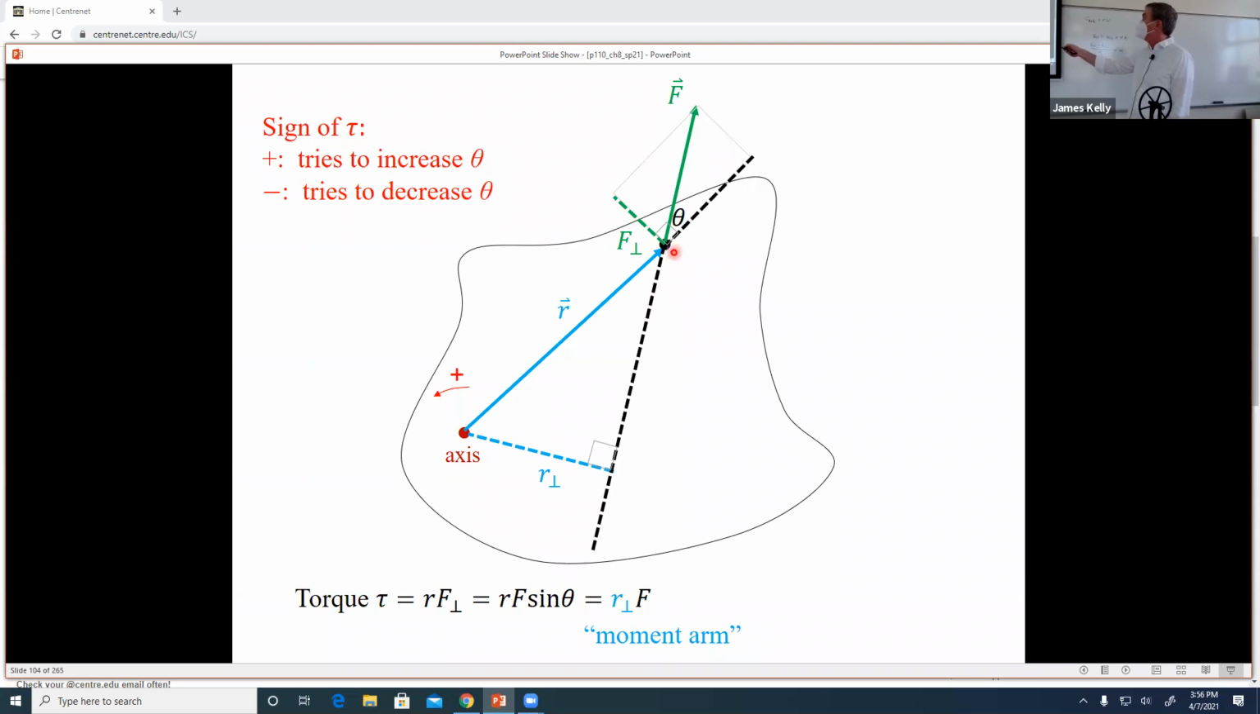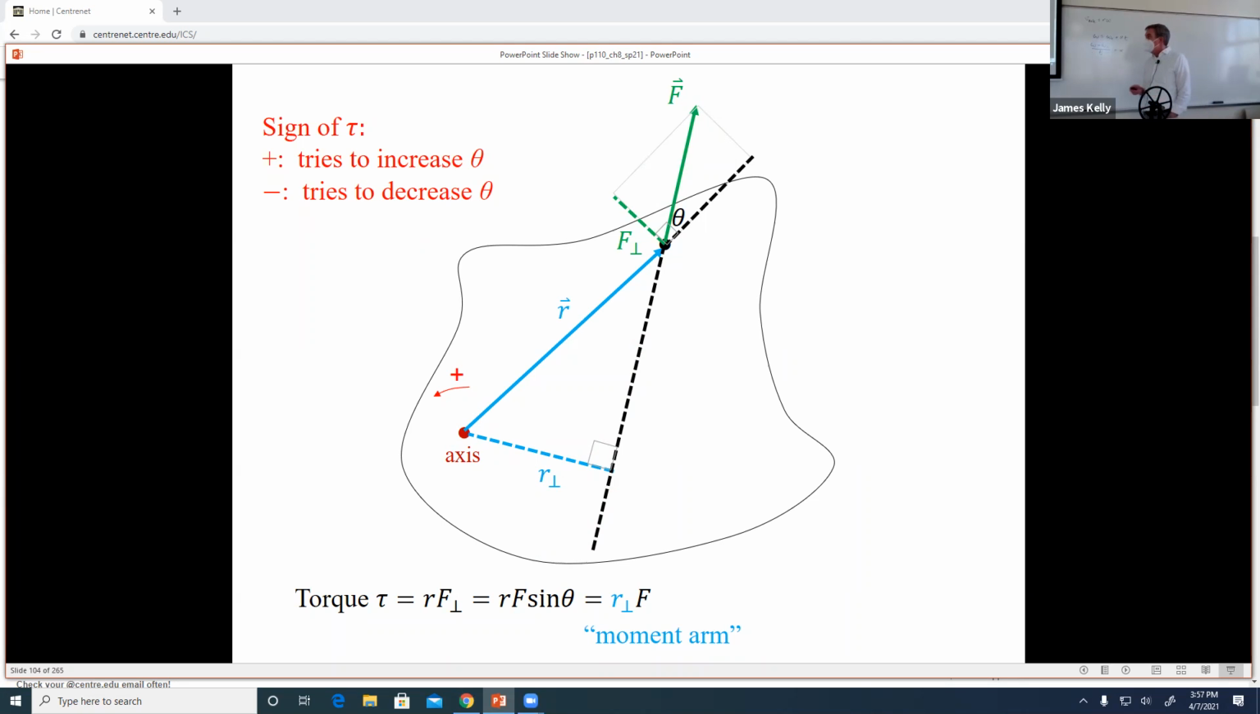You look at where your force is being applied, you go directly backwards along that force direction, and you're interested in how far the perpendicular distance is from there to the axis of rotation. Okay, so three different ways of calculating the torque.